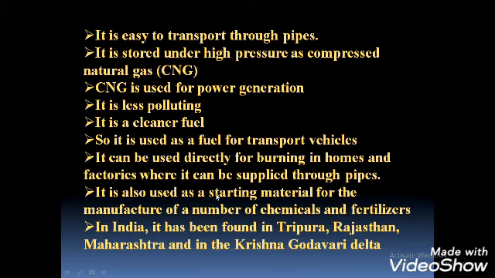It is also used as a starting material for the manufacture of a number of chemicals and fertilizers. In India, natural gas has been found in Tripura, Rajasthan, Maharashtra and in the Krishna Godavari Delta. It can be used directly for burning in homes and factories. These are the advantages or uses of CNG.